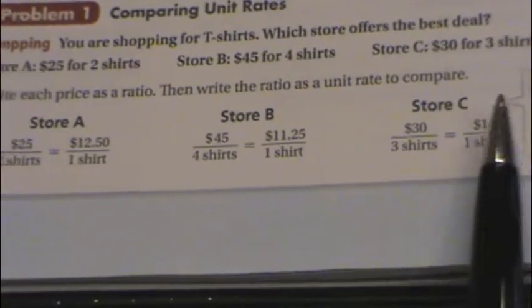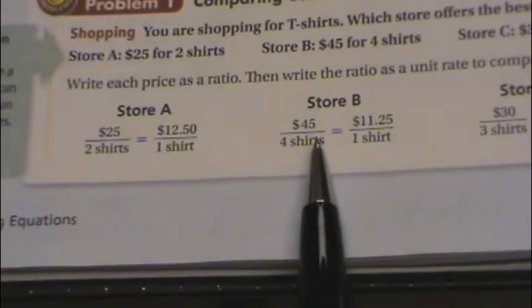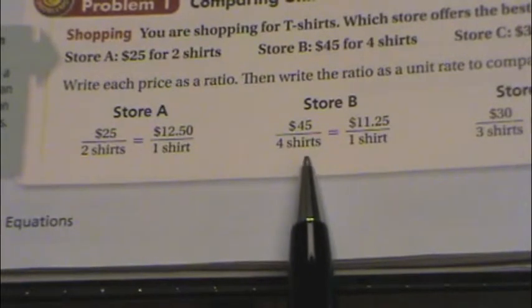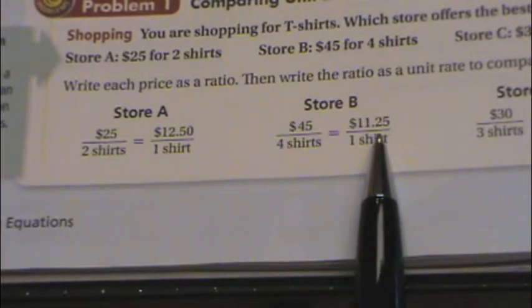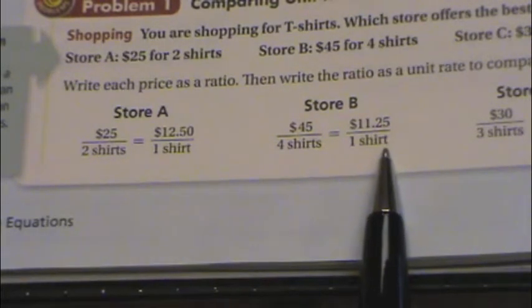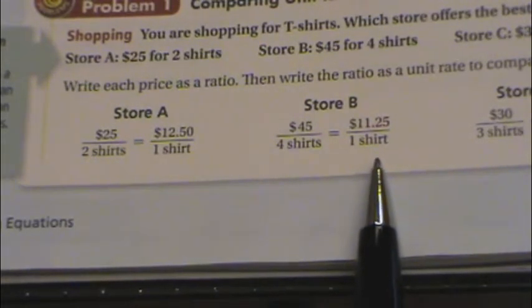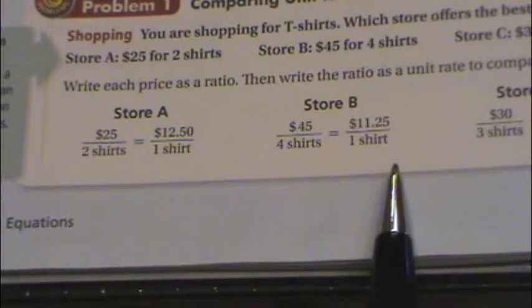So if Store B lowers their prices to $42 for 4 shirts, does that make the price less than $10 a shirt? You think about it, and then in your notebook, all you need to write down for me is yes, it's cheaper, or no, it's still more expensive.